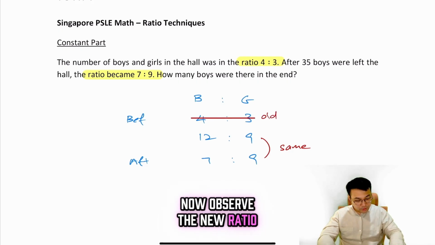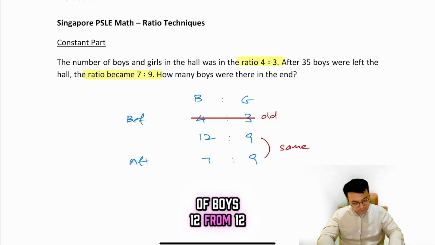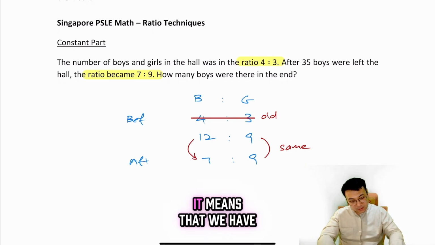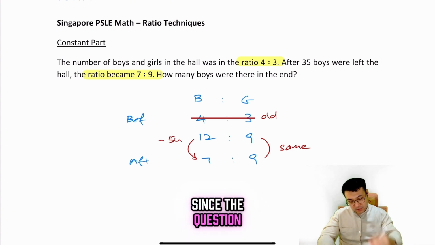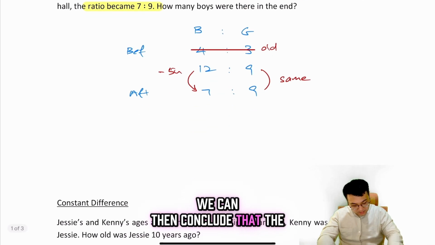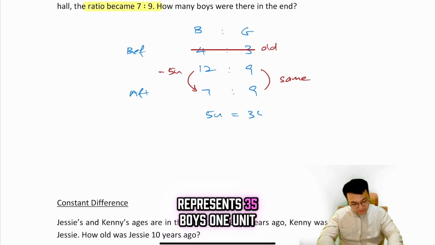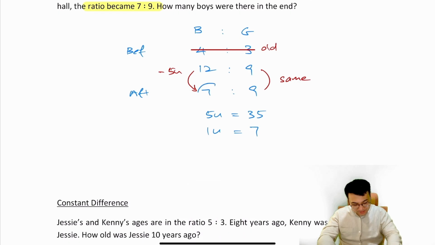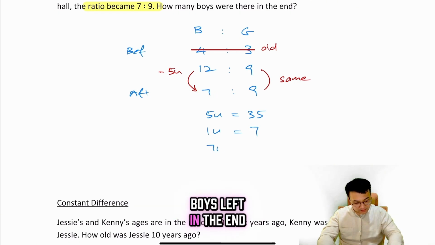Now, observe the new ratio of boys. 12. From 12, the number of boys dropped to 7. From 12 units to 7 units, it means that we have lost 5 units of boys. Since the question says that there were 35 boys who left the hall, we can then conclude that the 5 units represents 35 boys, 1 unit represents 35 divided by 5, 7 boys, and how many boys were there in the end? There were 7 units of boys left in the end, which is 49.